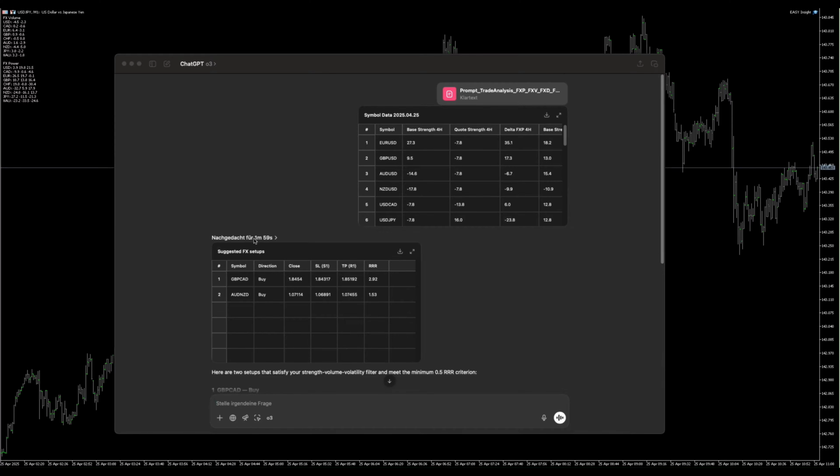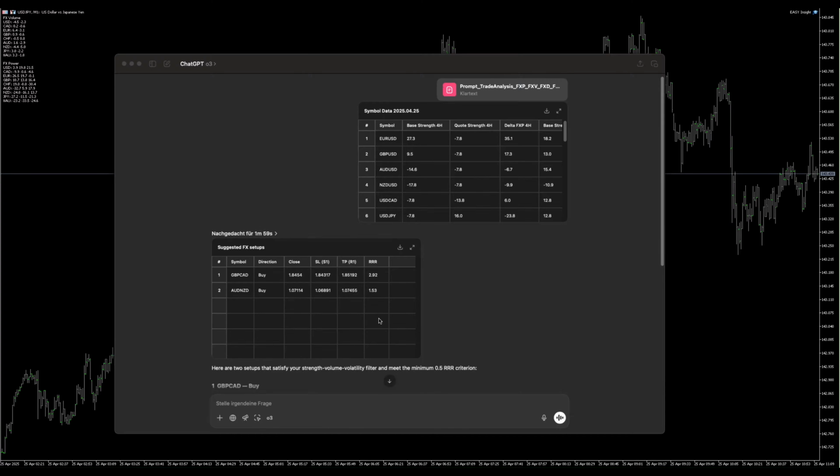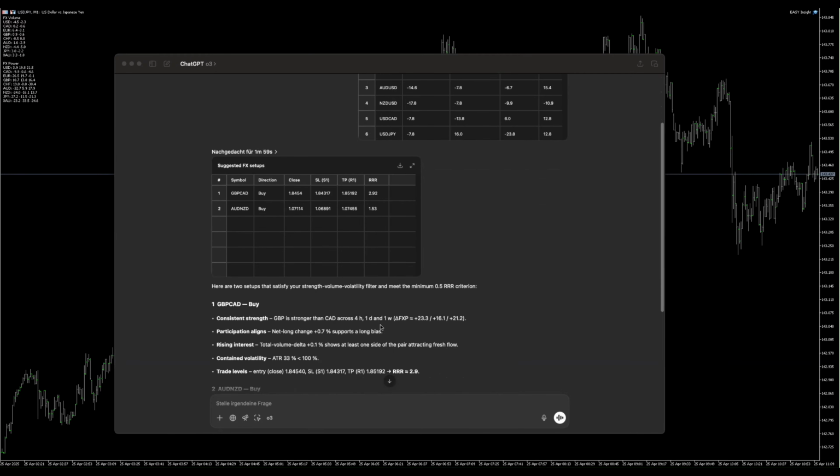So now, 2 minutes later, the ChatGPT assistant came with a suggestion to buy British pound Canadian and Aussie dollar against the New Zealand dollar with a risk and reward ratio of 2.9 in case of British pound trade and 1.5 for the Aussie dollar. So let's see the reasoning.